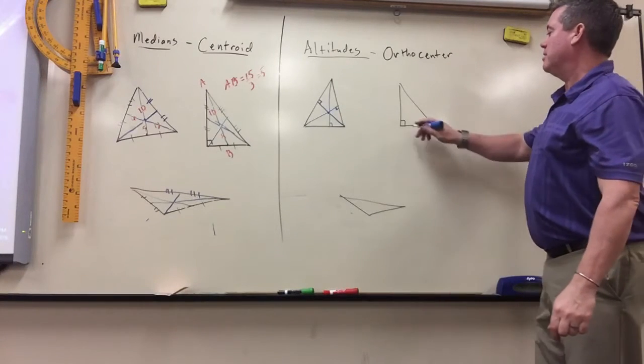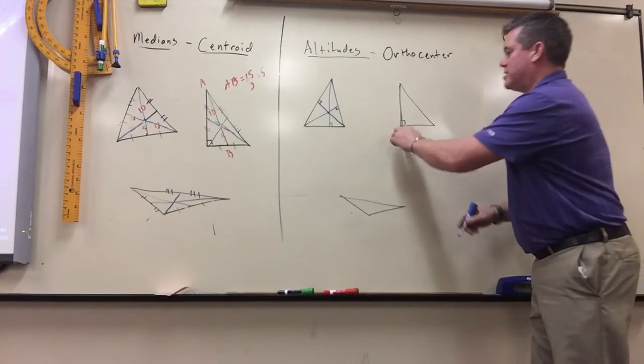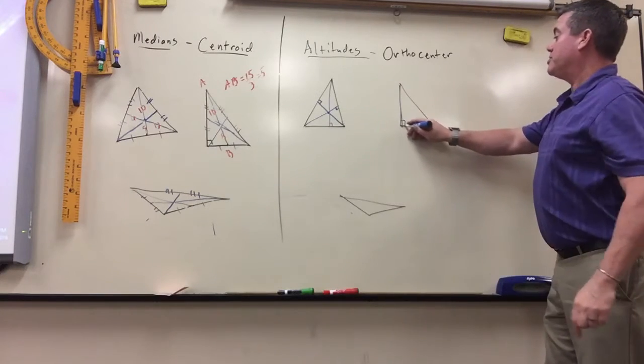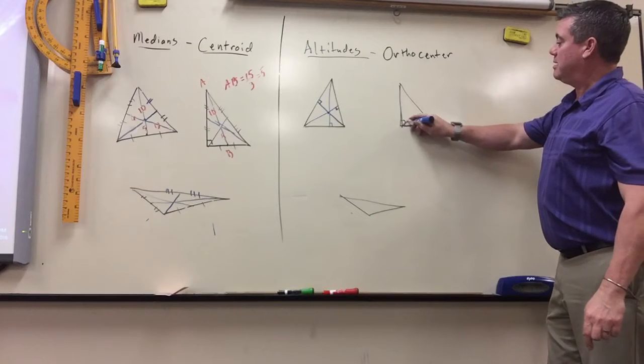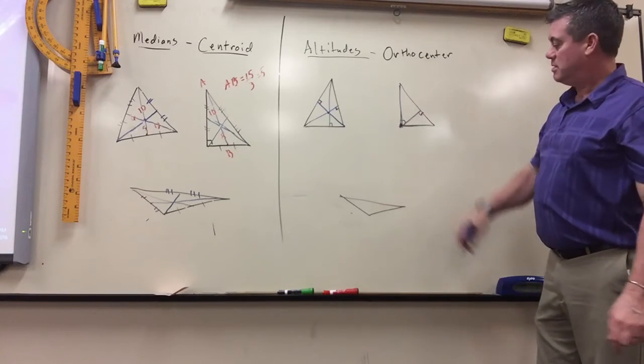On a right triangle, the actual side is an altitude, because that's how tall it is. This side is an altitude, and this side is an altitude. So there they meet right on the corner.